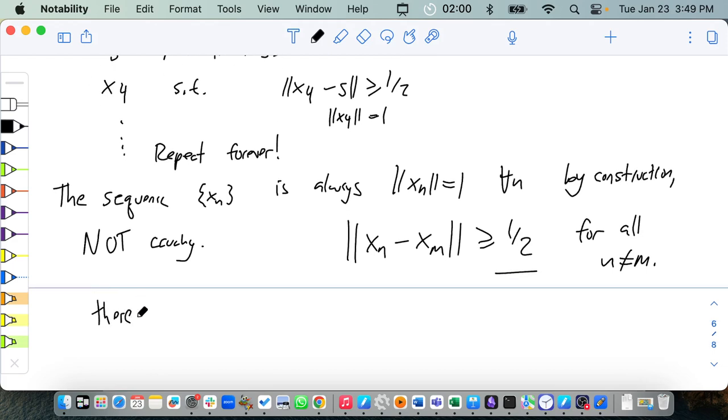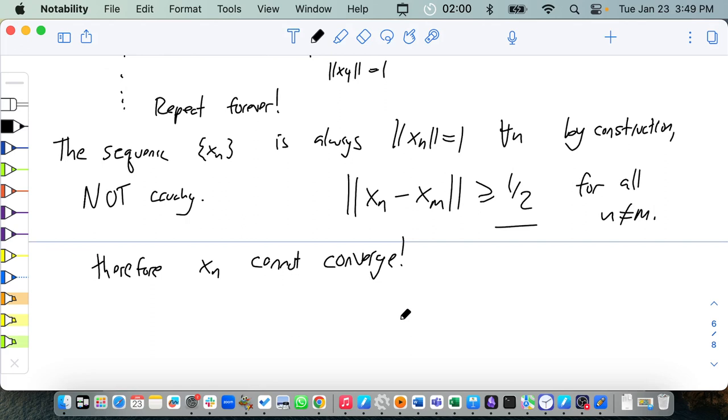Therefore, xn cannot converge. And actually, the proof is very easy. I could have skipped labeling it as not Cauchy, but it will help you visualize what's going on. This is a sequence where all the elements are at least distance 1/2 from each other. So how could they possibly converge to something? If they converge to something, then you would eventually be within epsilon of that something, and if I'm also within epsilon of that something, then we're within two epsilon of each other, but you told me we were at least half apart.